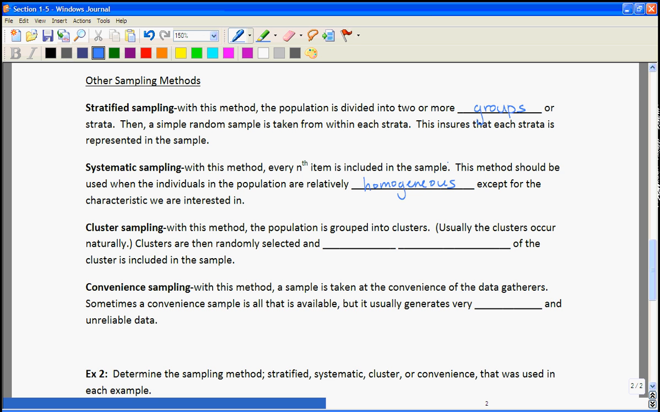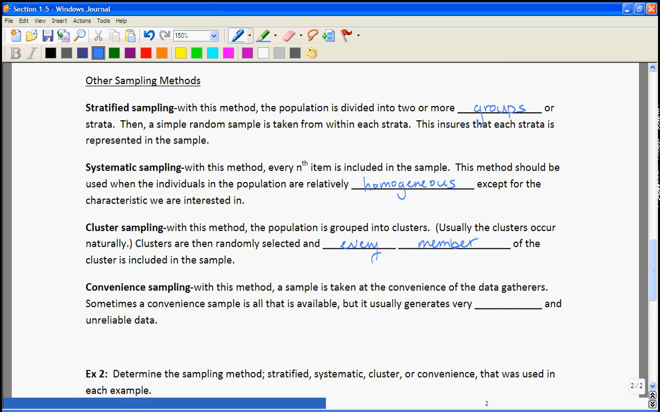But once we have those clusters, clusters are randomly selected, and then every member of the cluster is included in the sample. So it's easy to confuse stratified and cluster. Make sure you notice the differences between those two.